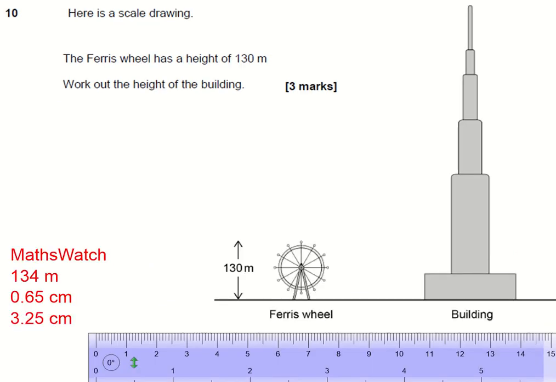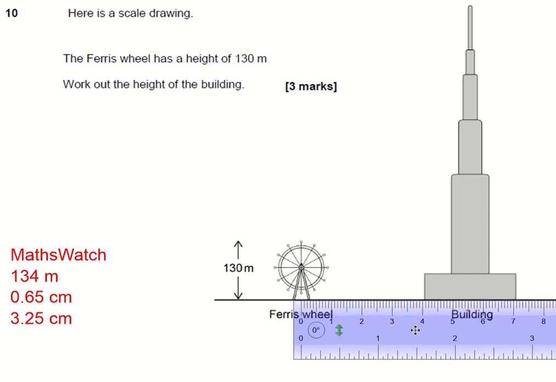Question 10. Here is a scale drawing. The Ferris wheel has a height of 130 metres. Work out the height of the building. Now, since this is a scale drawing, that means that these two are in some sort of proportion that we need to figure out. That means we need to measure them to find out how tall they are, so we can find out how much they are scaled up.